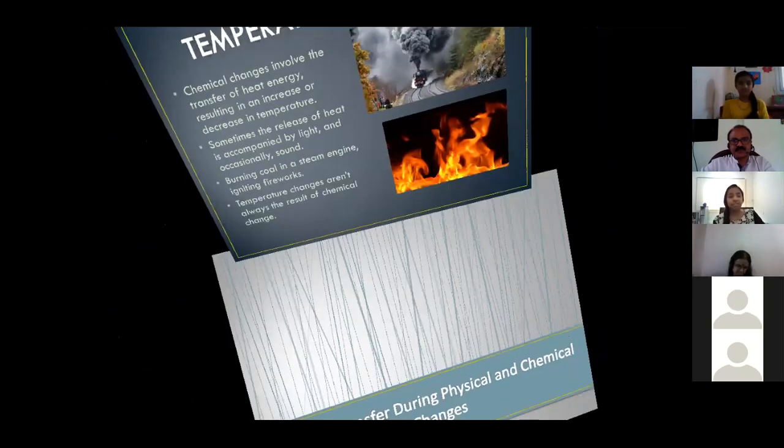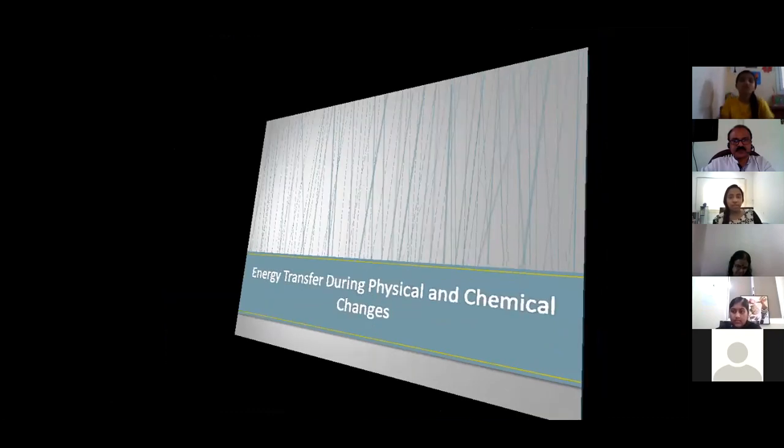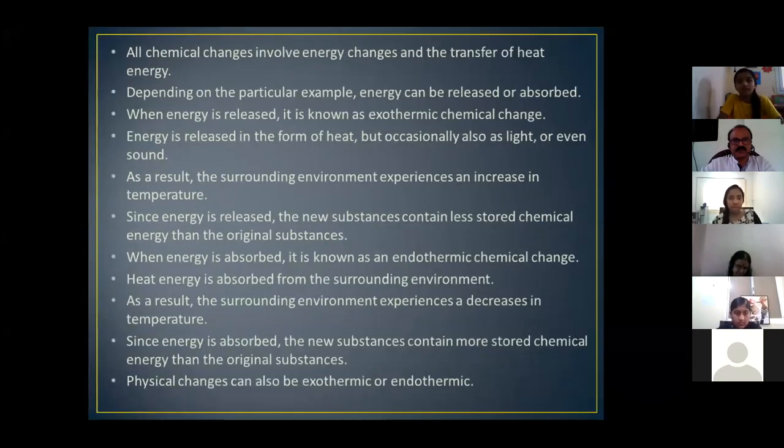Next objective, energy transfer during physical and chemical changes. All chemical changes involve energy changes and the transfer of heat. Depending on the particular example, energy can be released or absorbed. So there are two types of changes, exothermic and endothermic. When the energy is released, it is known as exothermic. Exo means releasing. You can remember it like that. Energy is released in the form of heat, but it is also accompanied by light or sound. As a result, the surrounding environment also experiences an increase in the temperature because the energy is being released. And the new substance which forms contains less chemical energy than the original form.